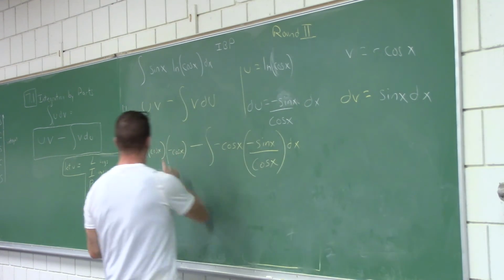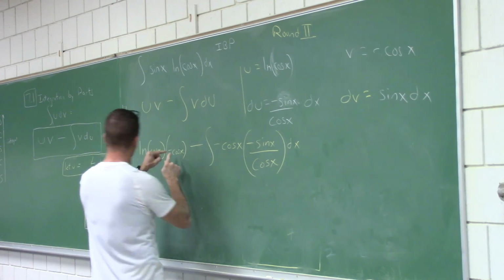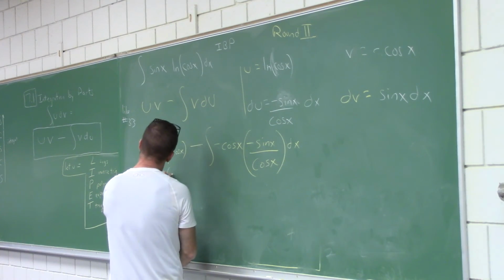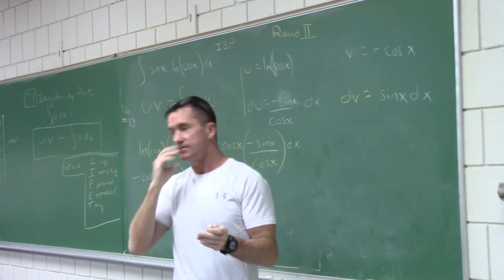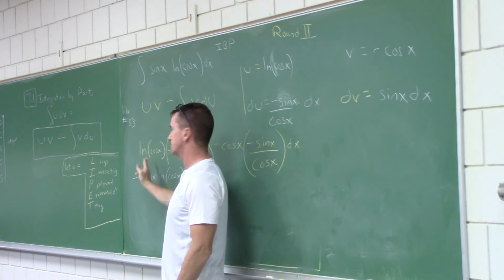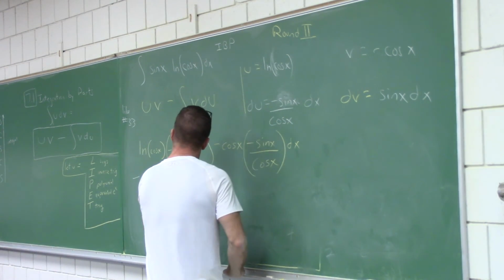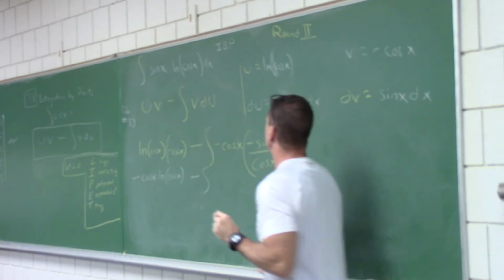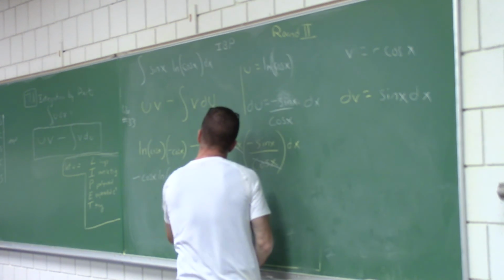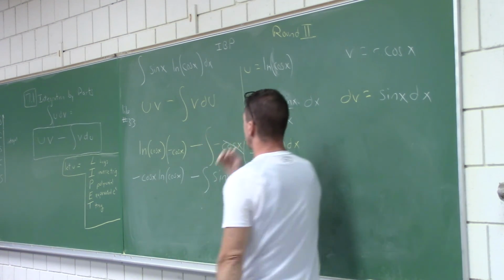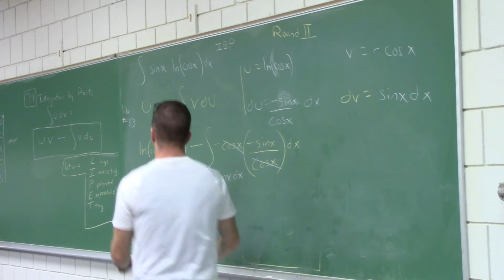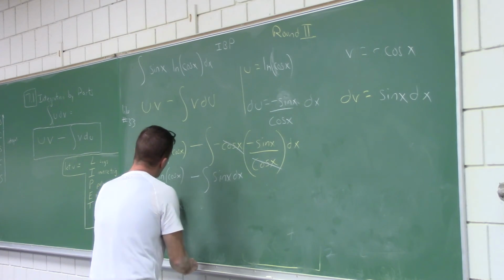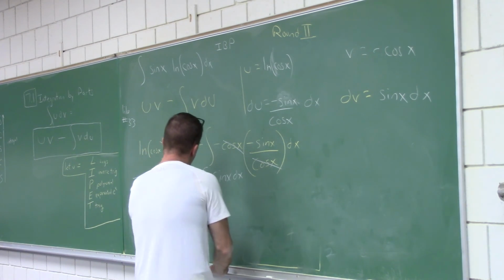So let's rewrite this. Do you want to put the cosine before this? Yes, great idea, because it looks better. Negative cosine of x times the natural log of the cosine. Minus, minus, minus, all in a product, just becomes minus. And the cosine of x canceled out. What's the final answer? Negative cosine of x, natural log of cosine of x, plus cosine of x, plus c.